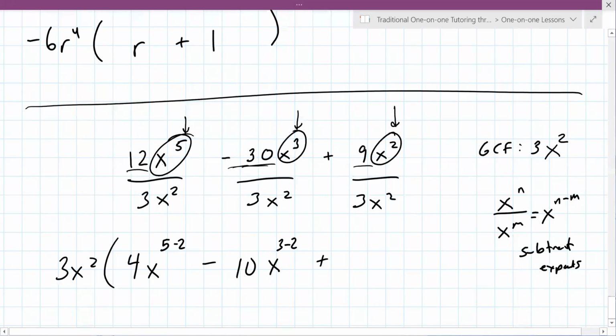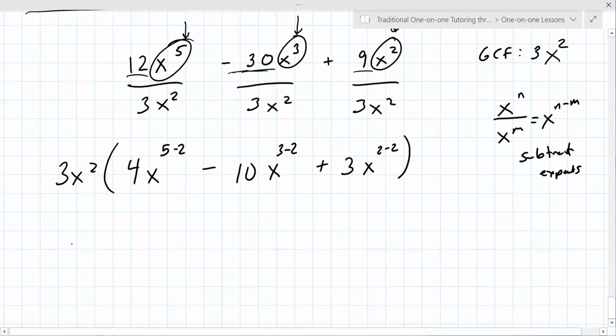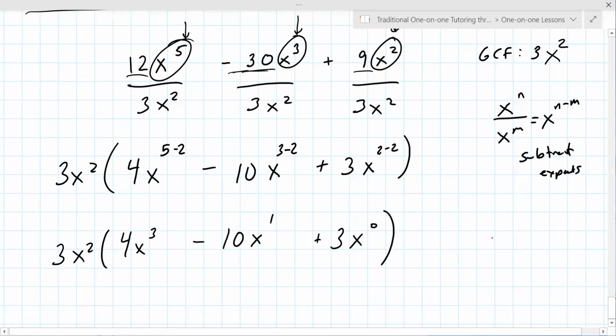Okay, let's go to the next one here. What is 9 divided by 3? 3. And then again, you subtract the exponents here. So let's simplify. What is 5 minus 2? 3. What is 3 minus 2? 1. What is 2 minus 2? 0. And x to the 0 is always equal to 1. So whenever they're the same, you don't actually write the x, you just cancel it out and leave it like that.